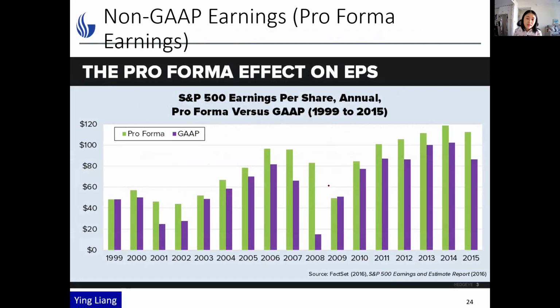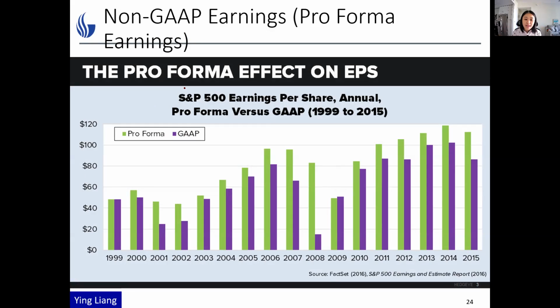As you see, with this non-GAAP earnings, to some extent the manager has the right to decide what to include and exclude. Managers always want to do the calculation in a more beneficial way to make the firm's numbers look nicer.